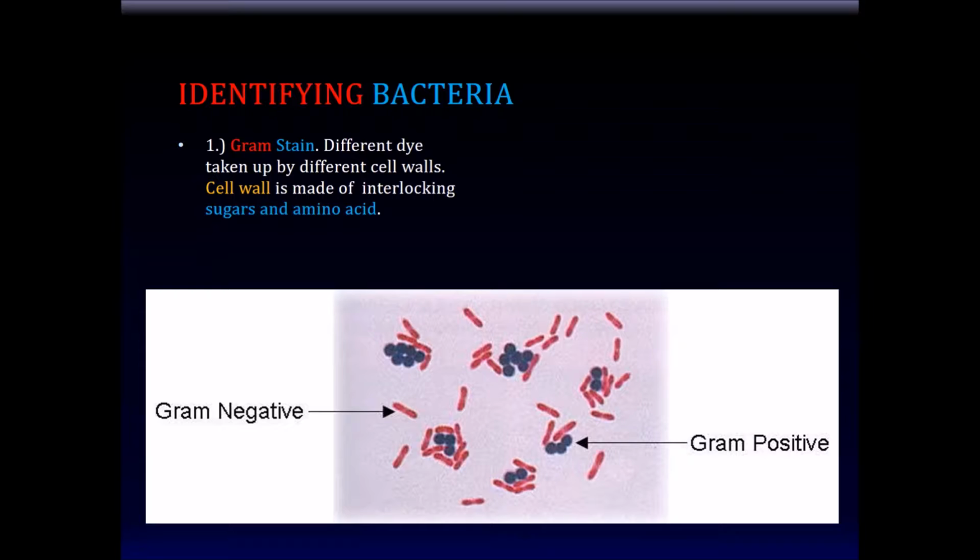So, bacteria are identified according to gram stains. Different dye taken up by different cell walls. Cell wall is made of interlocking sugars and amino acids, as we talked about. The proteoglycans. So different types of cell walls take up different colors. There's certain type of bacteria that love blue-violet color, and there's certain type of bacteria that love red color. The ones that are red color taking, they're called negative. The ones that are blue, they're called positive.